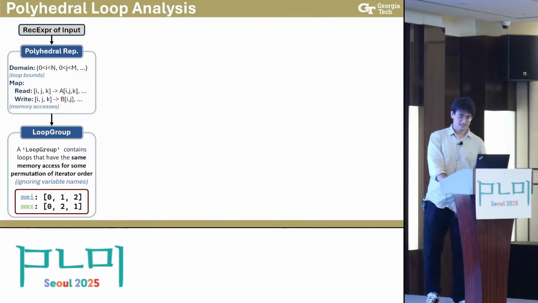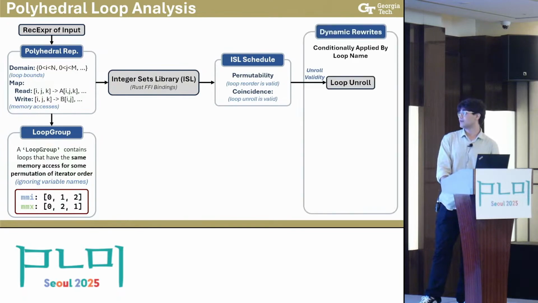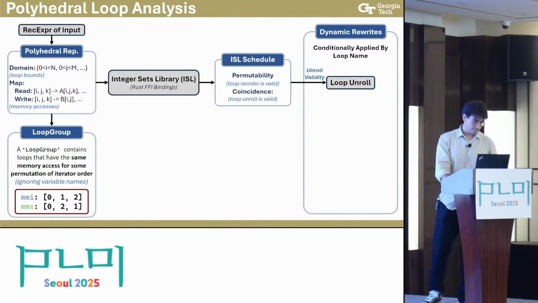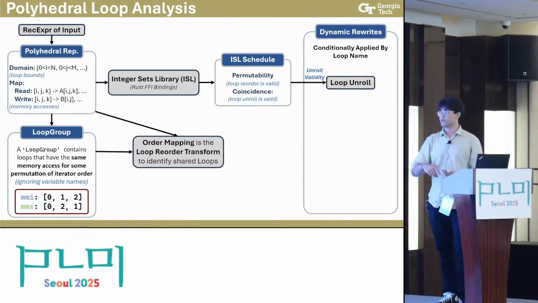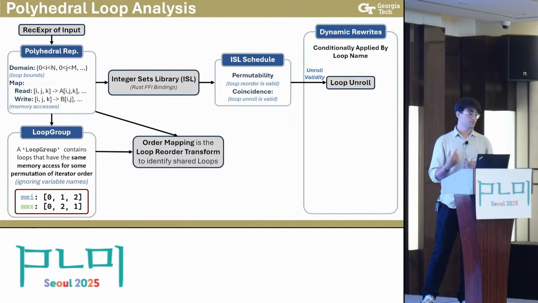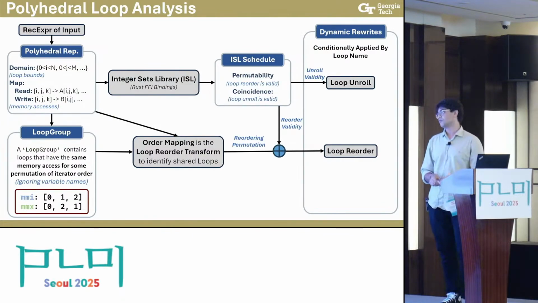So summarizing all of this into how this builds into the eGraph and the rewrite flow, this is the top path when we take advantage of the Integer Set Library. We create an ISL schedule, and then we extract the unroll validity. And then we're going to create a dynamic rewrite for loop unroll, which is only applied when this unroll is valid. Similarly, you take the polyhedral representation, create a loop group, and use this to determine the order mapping we need for loop reordering. And again, we add in the reorder validity from the schedule with the reorder permutation, and that tells us when we want to actually apply loop reordering to loops in our input program.